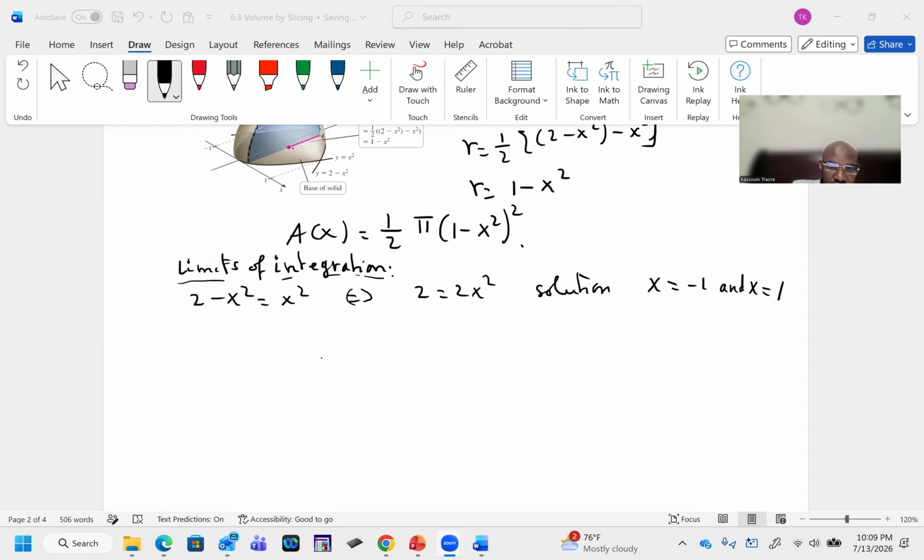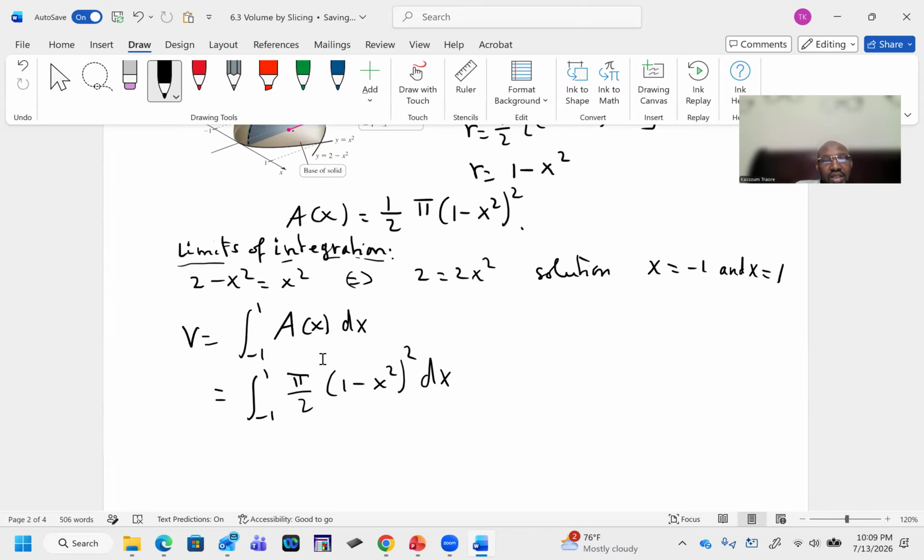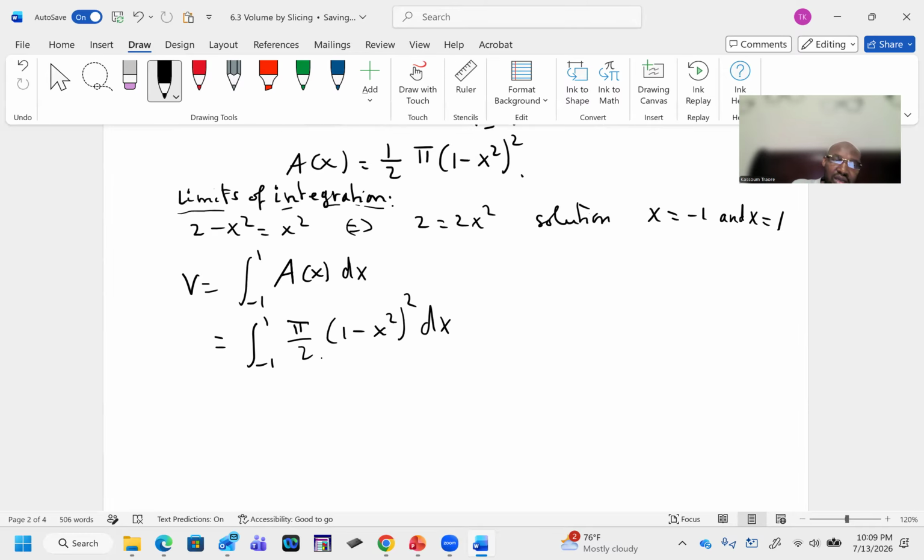So now I would just set my volume. We know the volume V is equal to the integral from -1 to 1 of A(x) dx. So which would be the integral from -1 to 1 of pi over 2 times (1 minus x squared) squared dx. You know, pi over 2 is a constant. So this is the same thing as pi divided by 2.